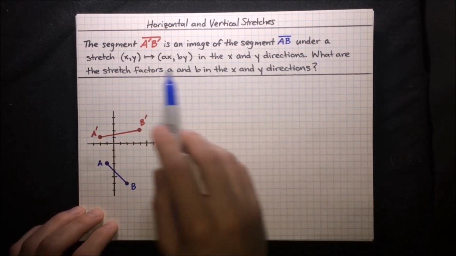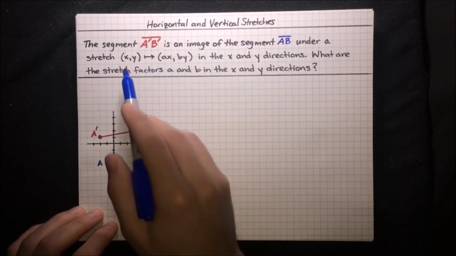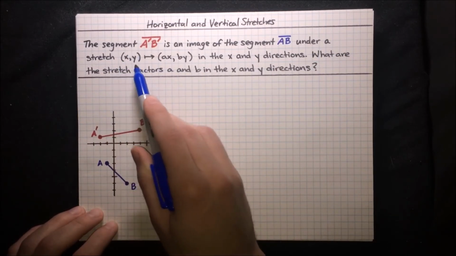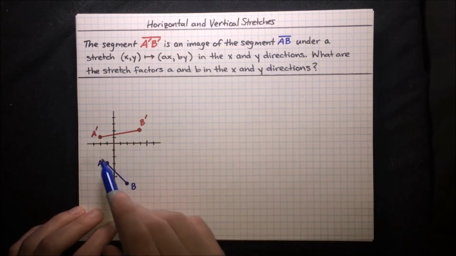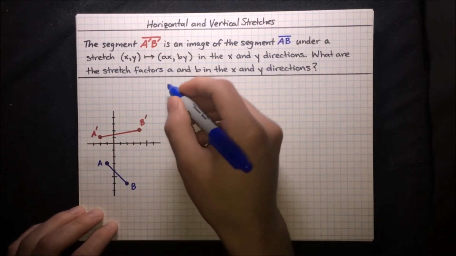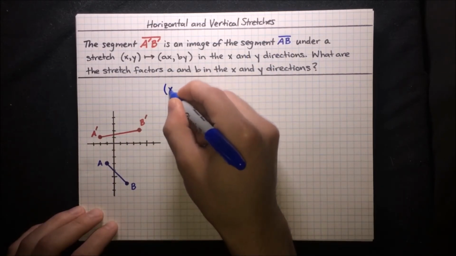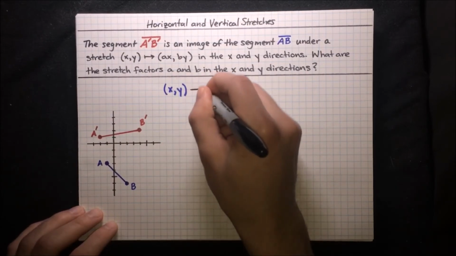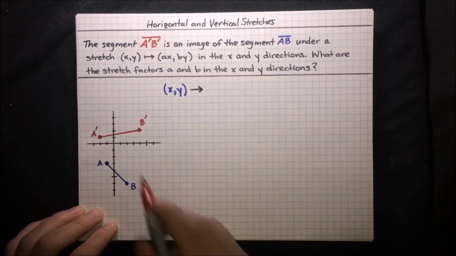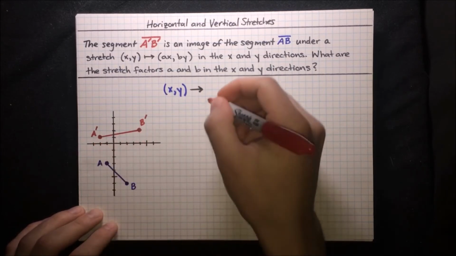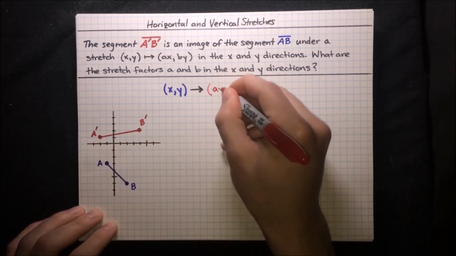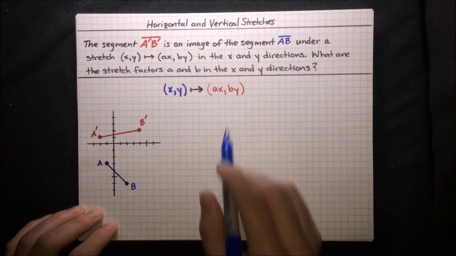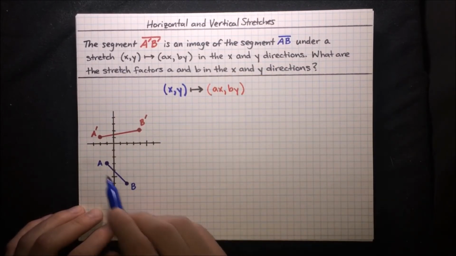Why don't we write down this transformation once again but color-coded. So (x, y) refers to the original points. The original points are on the segment AB, so let's put those in blue to match it up. These get transformed into the new points, which are on the segment A'B'. So let's put that in red: (ax, by).